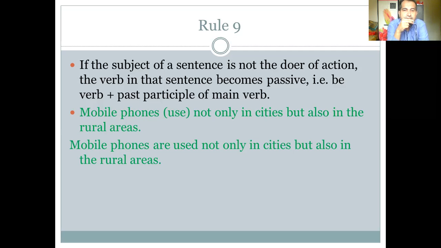In the structure of passive voice, after mobile phones the be verb comes and then the main verb appears. So: mobile phones are used not only in cities but also in rural areas. That means people use mobile phones not only in cities but also in rural areas. Here people or "we" is the subject, and this subject becomes the object in passive voice, and this object is not mentioned, it is hidden.